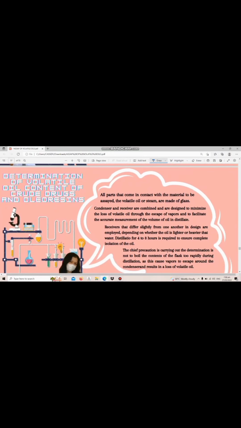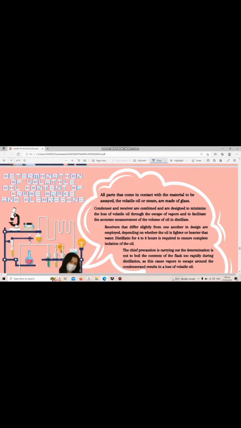Continuing, all parts that come in contact with the material to be assayed, the volatile oil or steam, are made of glass. The condenser and receiver, as I've said earlier, are combined and are designed to minimize the loss of volatile oil through the escape of vapors and to facilitate the accurate measurement of the volume of oil in the distillate. Receivers that differ slightly from one another in design are employed, depending on whether the oil is lighter or heavier than water, as I've shown you earlier.